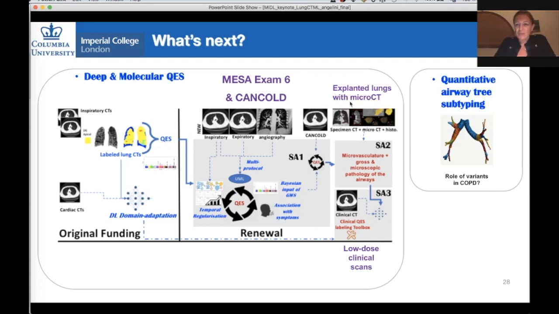In the second part of the grant, we looked at explanted lungs with micro-CT, which is the gold standard, basically, as you can then confirm what labeled QES has seen on CT scans really look like when you look at the tissues. And finally, the third goal is to go into the clinical world and translate our quantitative emphysema subtype on low-dose clinical scans. In parallel, we're working, still in the concept of unsupervised learning, on quantitative airway tree subtyping. And the goal here is to understand the role of variance as seen in the general population in COPD.